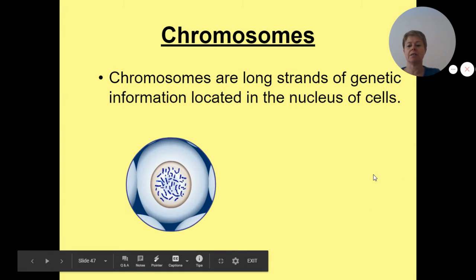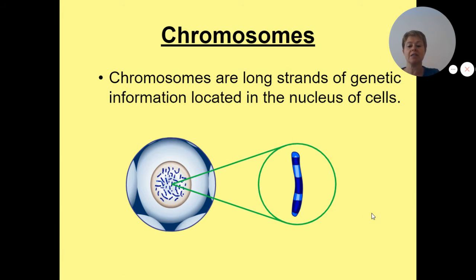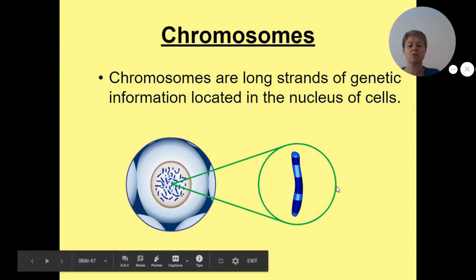So here's a picture of a cell. If you could see inside the nucleus with a really powerful microscope, then you would see all these little strands, and they're called chromosomes, and they're made of DNA. And that's sort of what one looks like when you magnify it even more.